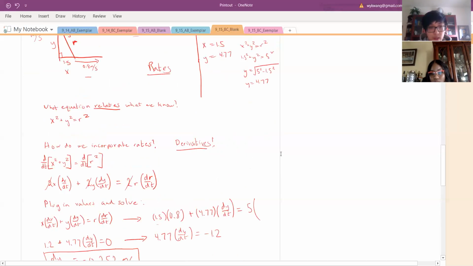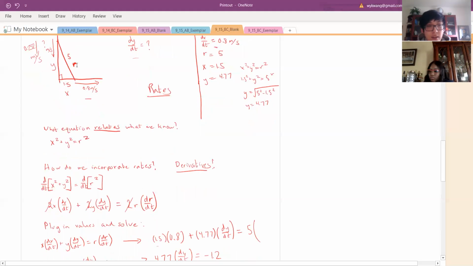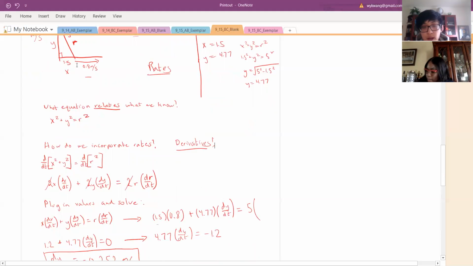So dr over dt is just the rate at which R is changing. R is the length of this ladder, right? So it's going to stay 5 no matter what. It's not changing, if that makes sense. So it's going to be 0. And then you multiply 0 by 5. So obviously then that's 0.